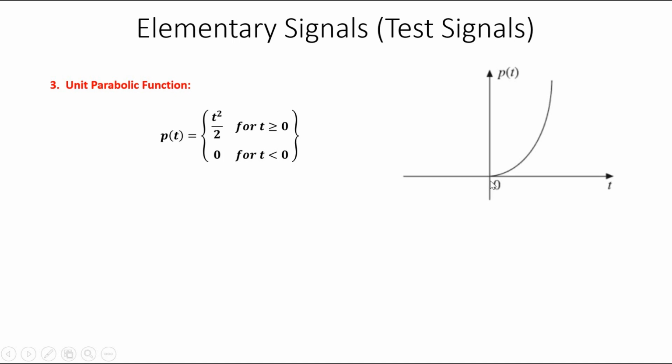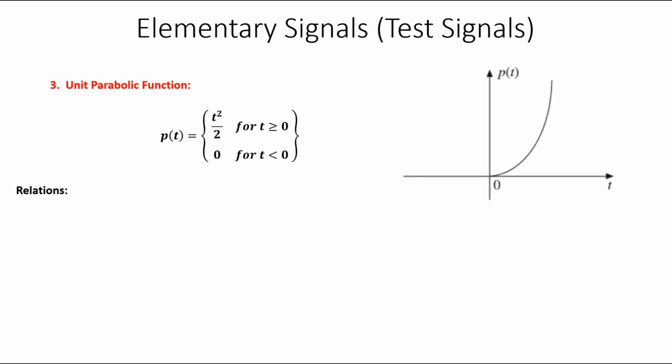Next is the unit parabolic function. The unit parabolic function is defined as p of t is equal to t square by 2 for t greater than or equal to 0 and 0 for t less than 0. If you plot this function, on the negative side it is 0, for t equal to 0 it is 0 square by 2, which is 0. Then for 1, 1 square by 2, that is 1 by 2. For 2, 2 square by 2, that is 4 by 2, which is 2, and so on. It will be a parabolic curve.